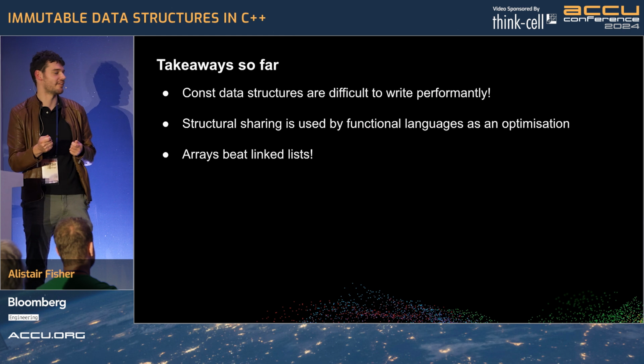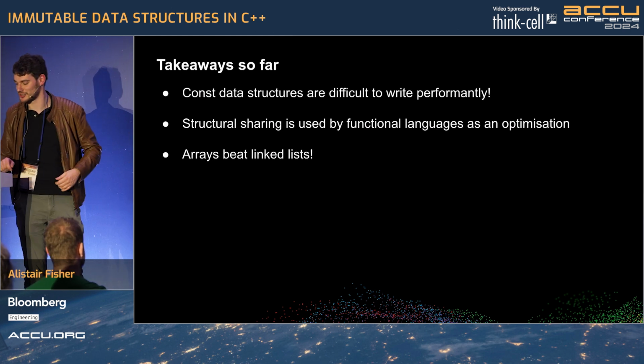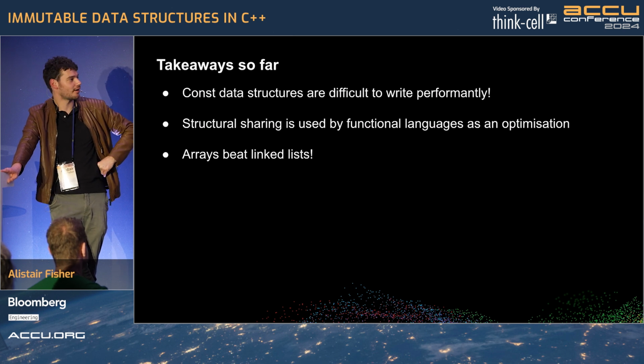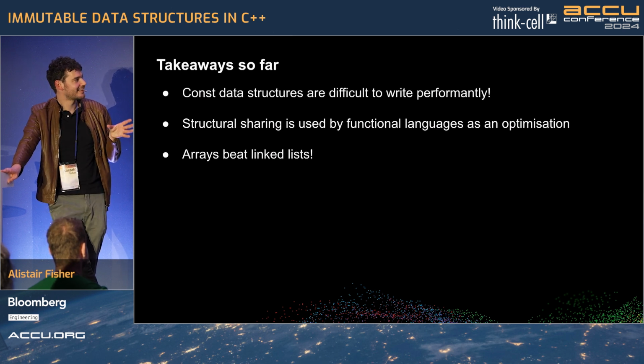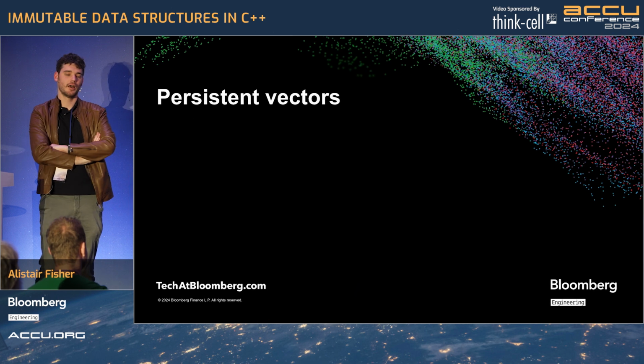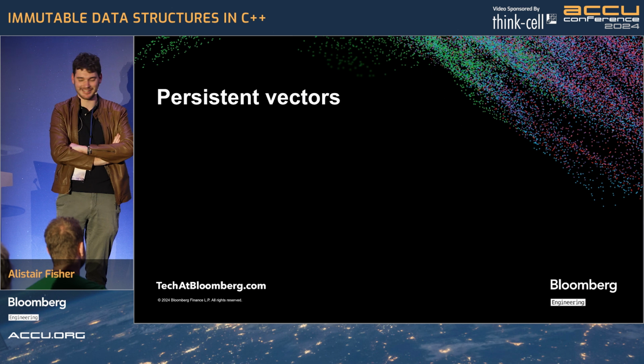You know, we get some of the way there, but the technology does not yet exist to get us to the future. Slight exaggeration. But I want to introduce one more data structure, which, while it's not perfect, takes us a lot closer to where we want to be. And it's called a persistent vector. This is something which was introduced into modern functional programming in the early 2010s.